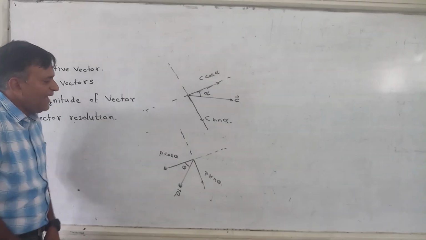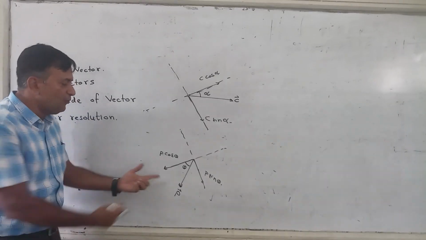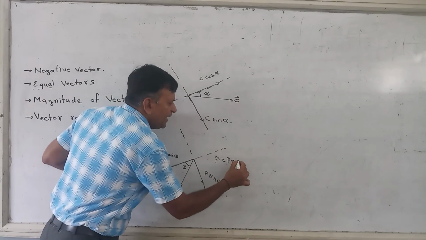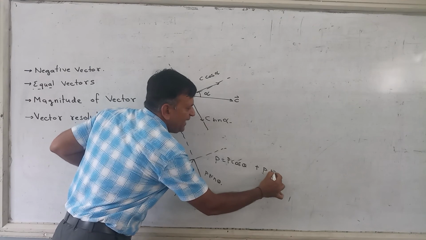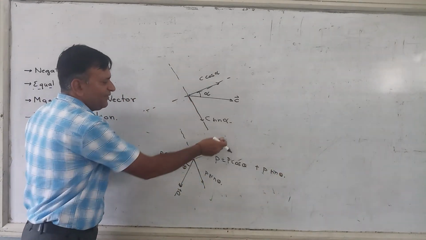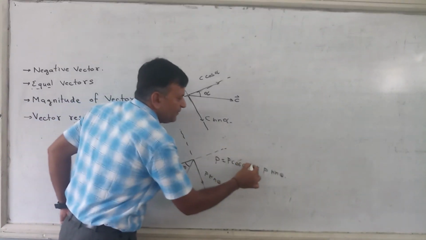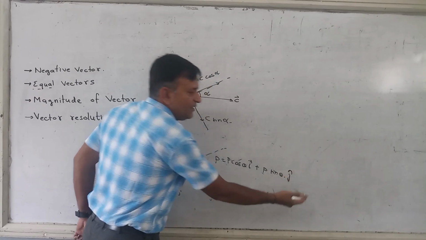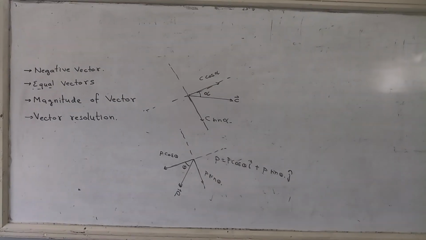Okay, now if someone asks that I want P to be represented in algebraic form, how to write that? Simple. P is equal to P cos theta plus P sin theta. This is x-axis. What is the direction of x-axis? It's P cos theta in the direction of x-axis. This becomes i cap. Sin one, this becomes j cap. That's all. So this is all about the resolution of vectors.